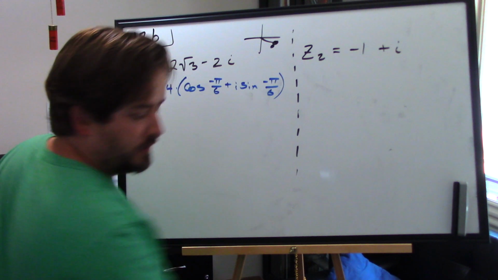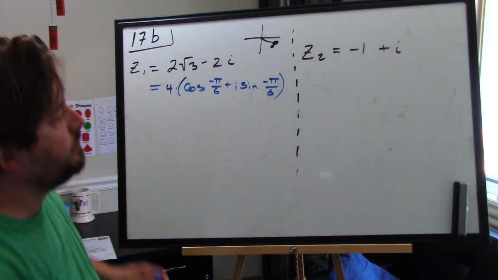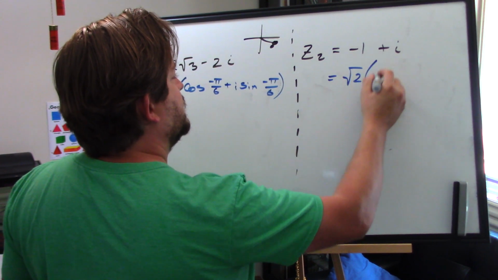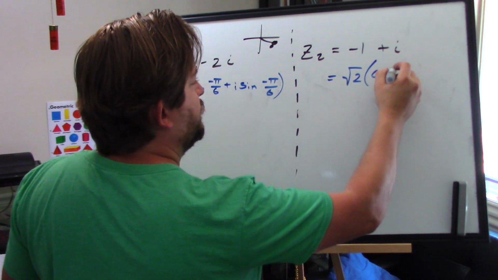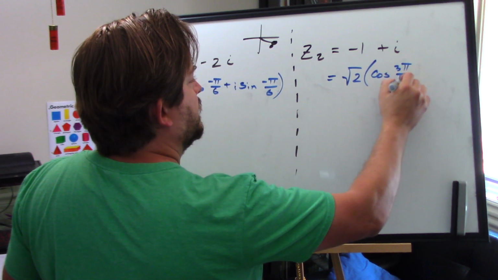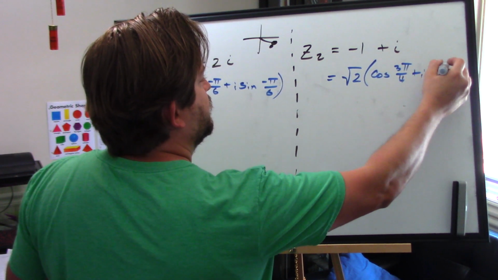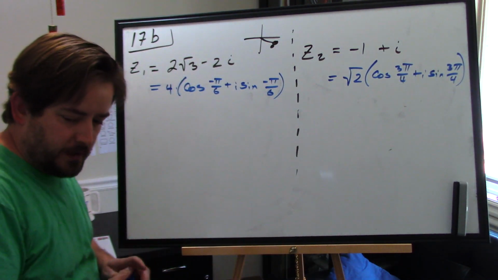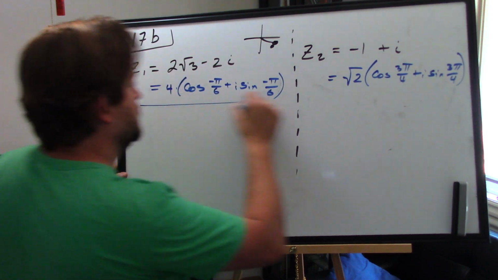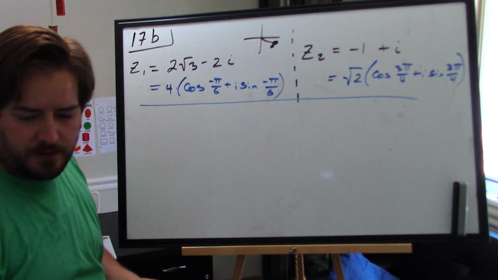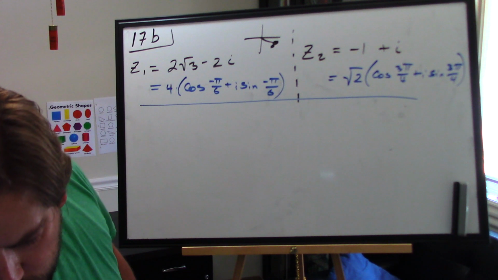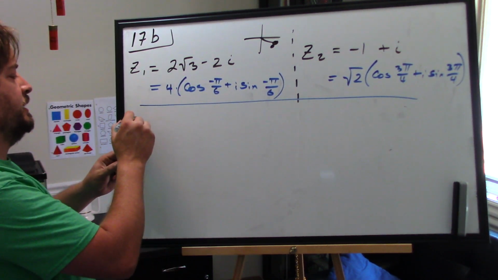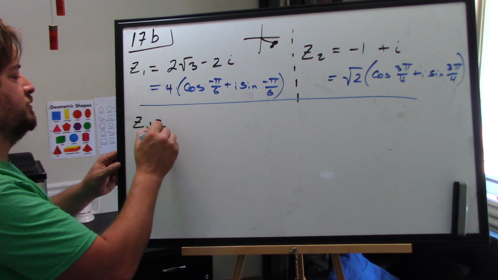And so I have Z2 is, if I remember right, root 2 times the cosine of 3 pi fourths plus i sine of 3 pi fourths. Okay. Now the next thing they ask us to do is to find a couple of things, and I'll do a couple of them and then leave, I think, the last one probably for you. But Z1 multiplied by Z2 is the first thing they ask for.